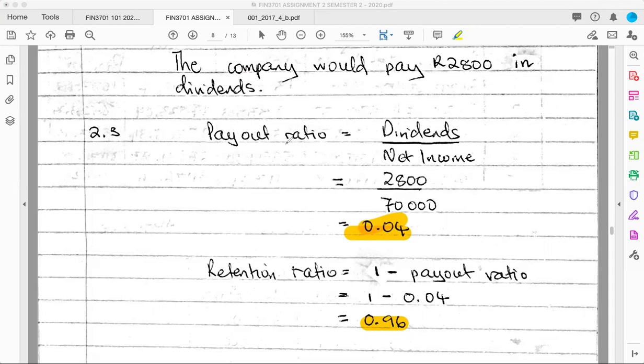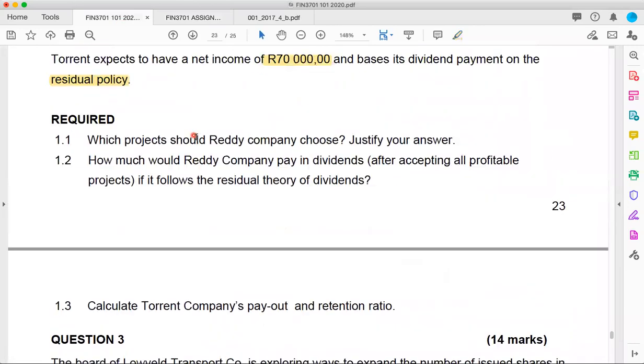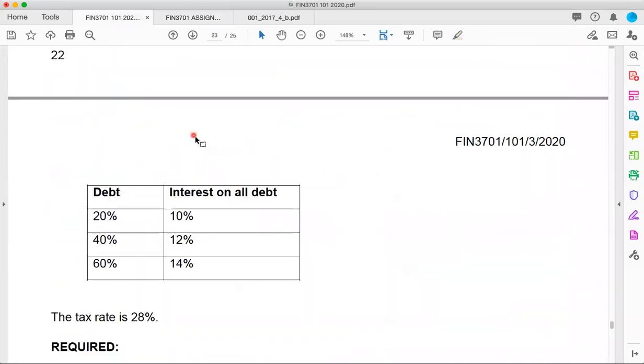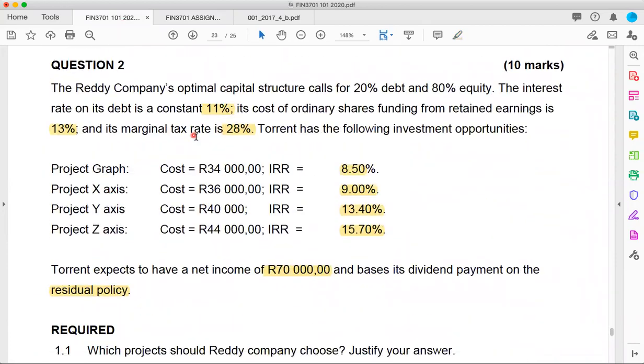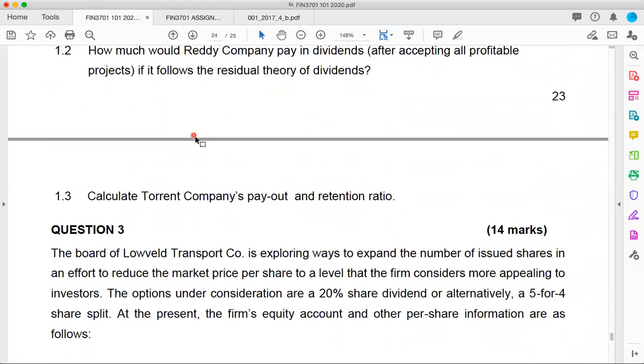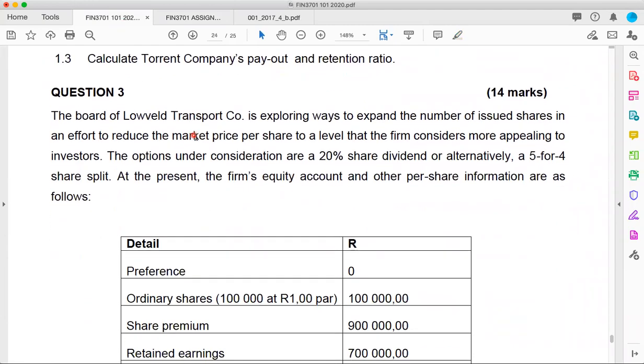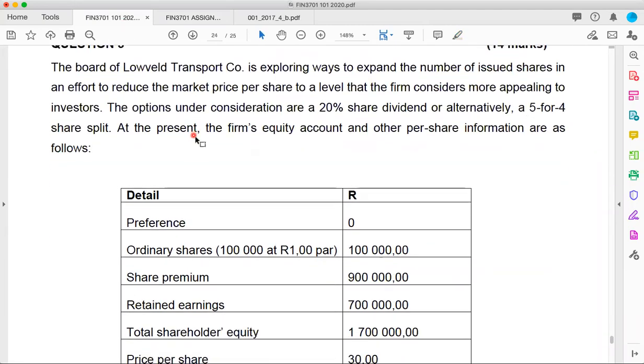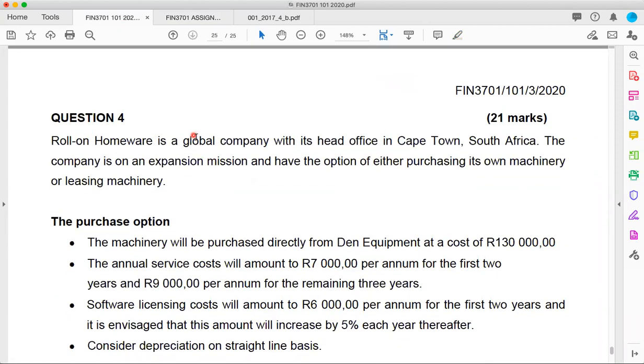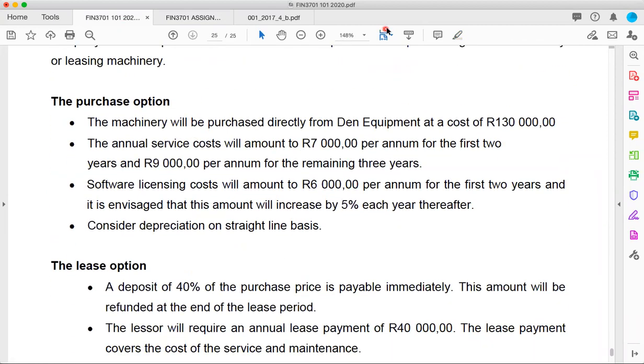So I think what I'm going to do, I'll divide this class into two parts. So the first part, I took you through the first two questions of assignment 2. I took you through question number 1 and question number 2. So I'll now stop the first part of the class. And then in the second part of the class, I'll take you through question number 3 and question number 4. So thank you very much for listening. I hope the first part has been helpful.